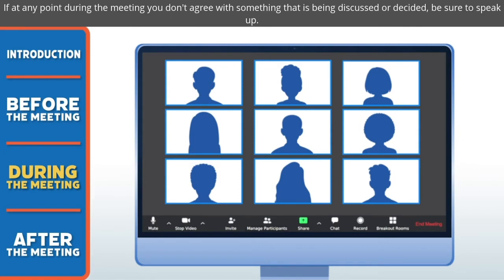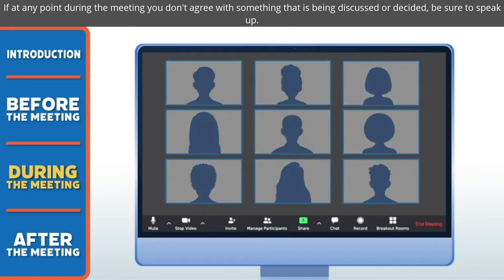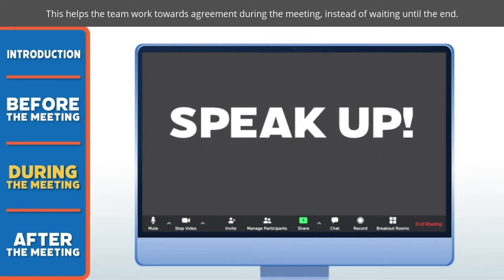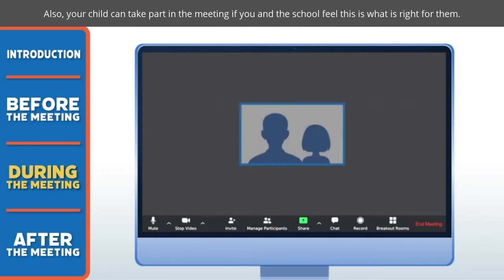If at any point during the meeting you don't agree with something that is being discussed or decided, be sure to speak up. This helps the team work towards agreement during the meeting instead of waiting until the end. Also, your child can take part in the meeting if you and the school feel this is what is right for them.